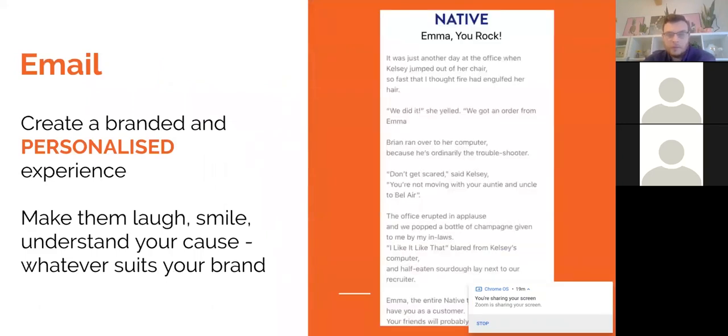So this is another example. My girlfriend bought this deodorant. It's natural deodorant online, and you can see on the right this personalized experience. Whether you make them laugh, smile, or understand your cause, whatever suits your brand, you're basically relaying that straight from the off.